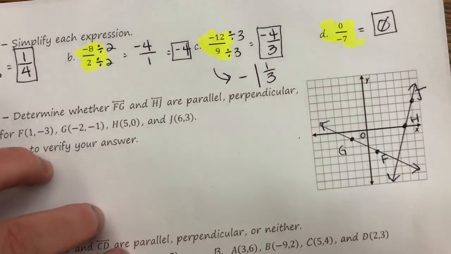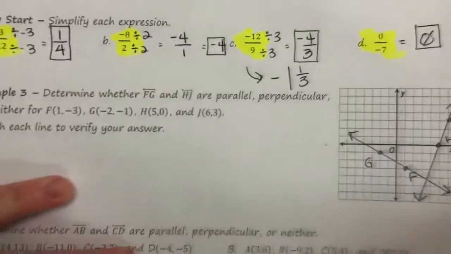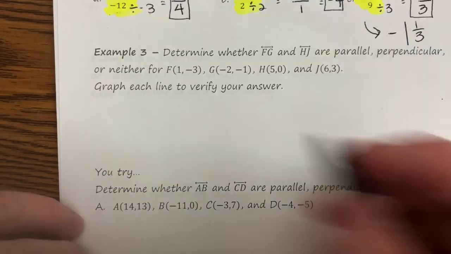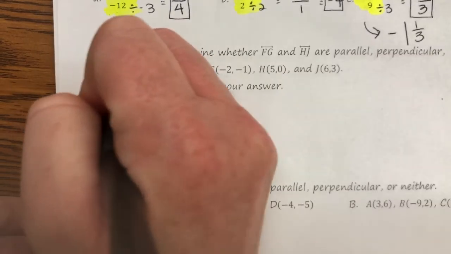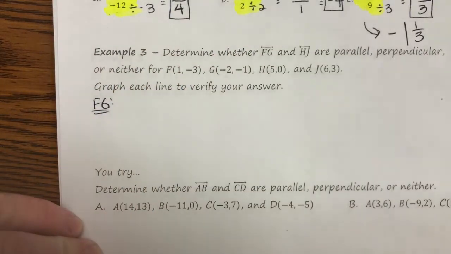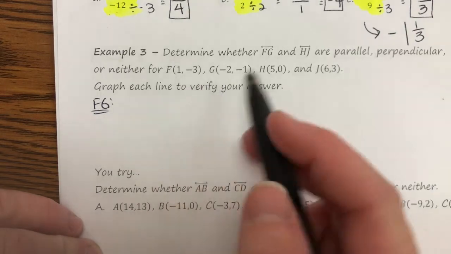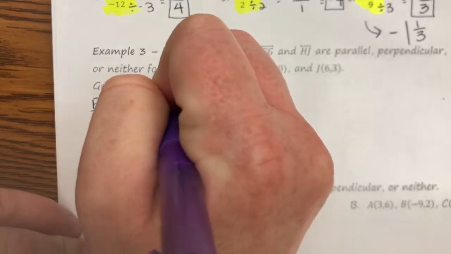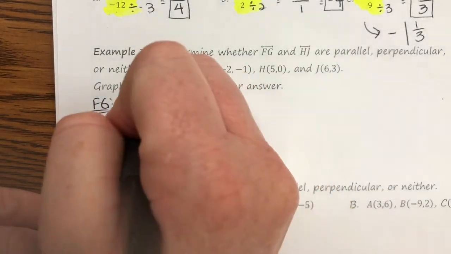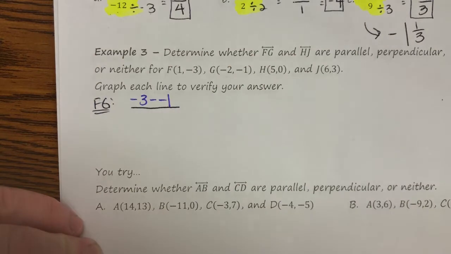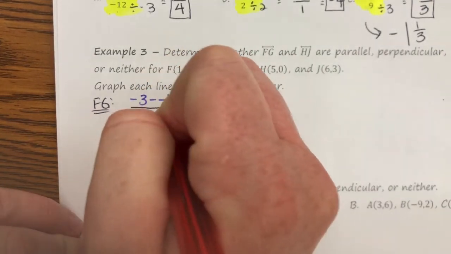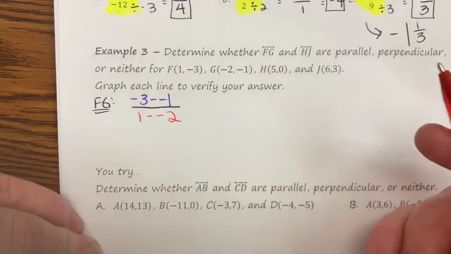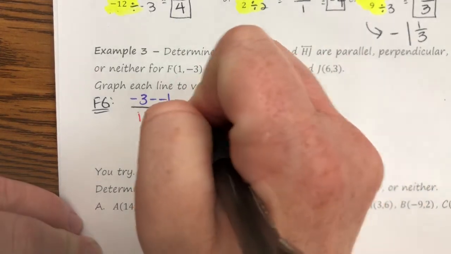Well, for it to be perpendicular, the slope of each line has to be negative reciprocals, right? So we've got to find the slope of each line. So let's mathematically first find the slope of FG. The slope of FG is y minus y over x minus x. I'm going to do -3 minus -1 over 1 minus -2. And I could have done -1 minus -3 over -2 minus 1. That's fine too. It doesn't matter as long as you keep it consistent.